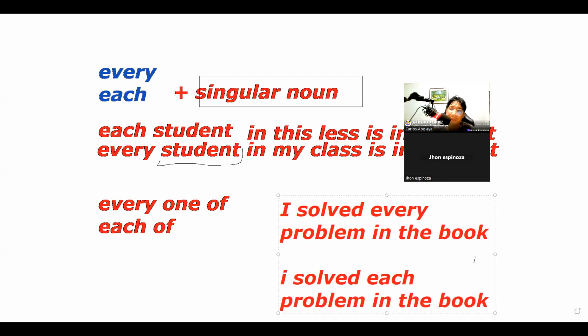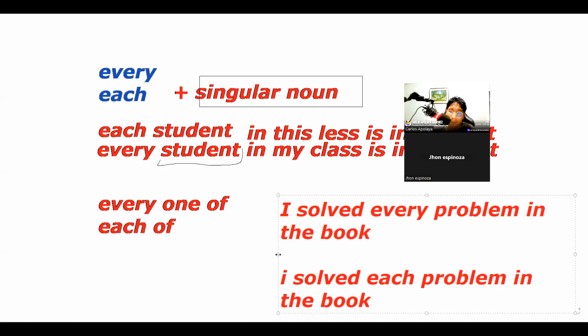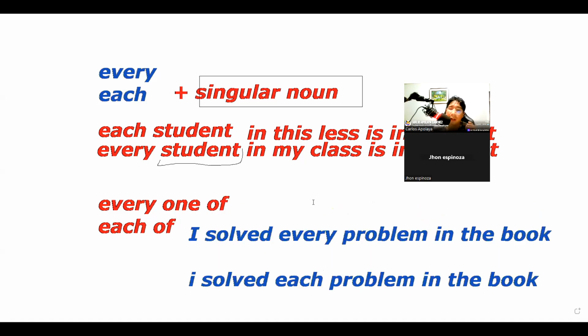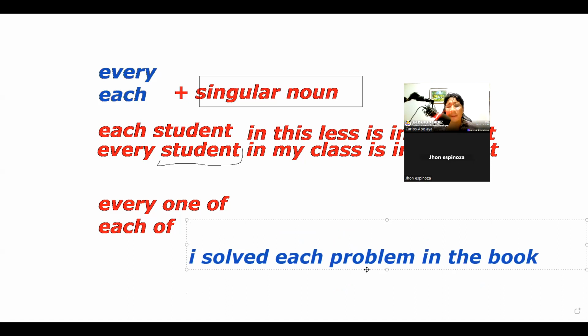Which one is correct for you? In the book, you say, yo desarrollé cada problema en el libro. I mean, in general, or are you being specific? Every problem, todos los problemas en general, o acá, ¿referidos al libro? Tell me. Se refieren al libro nada más. Exacto, si se refiere al libro, ¿cuál va a ser? Every or each? Each. Each, muy bien. Entonces sería, I solved each problem in the book.